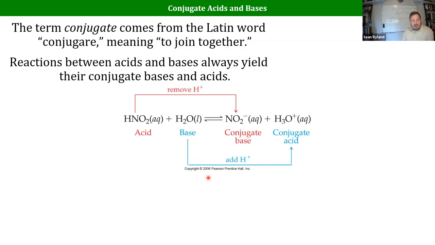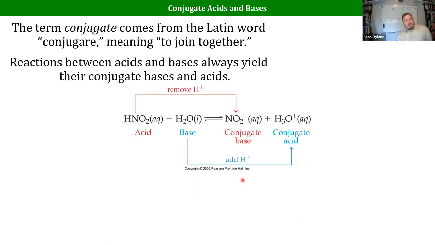But in organic chemistry, it's even more helpful to think of them as pairs. An acid will always have the same conjugate base, and the base will always have the same conjugate acid. Because in this case, this would be nitrous acid turning into nitrite. When nitrous acid acts like an acid and gives away a proton, it always makes the same conjugate base. It always turns into nitrite. And when water acts as a base, it always turns into hydronium.